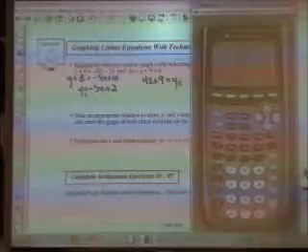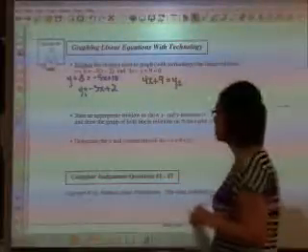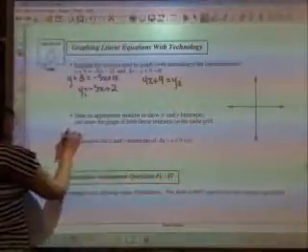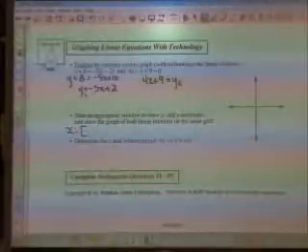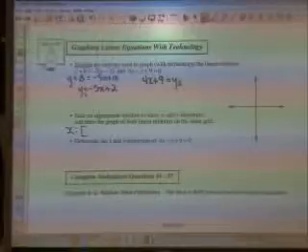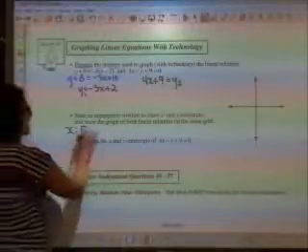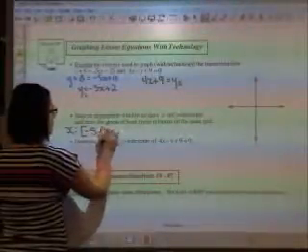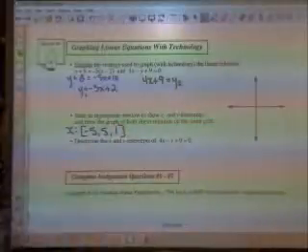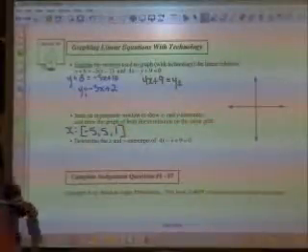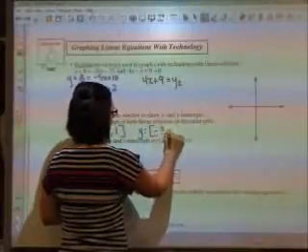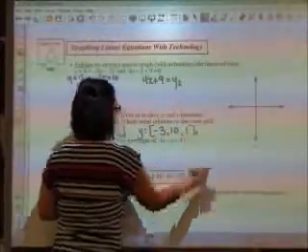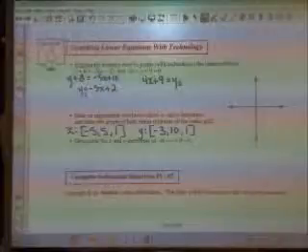So your appropriate window settings, I start off by listing my x's, and I put it in the order that I see when I press my window. So min, max, and scale. Negative 5, 5, and 1. And then my y's, the same thing. And I think I went from negative 3 to 10, going up by 1s.